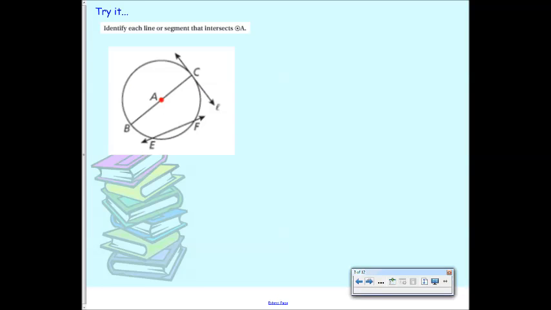All right, so in this circle, we have 3 lines or segments, and we want to identify them. So what are the lines and segments here? EF. Is EF a line or a segment? A line. Okay, so then that means, is it a secant, a chord, or a tangent? This is a secant. How come it's not a tangent? It goes through the circle. So a secant goes through the circle.